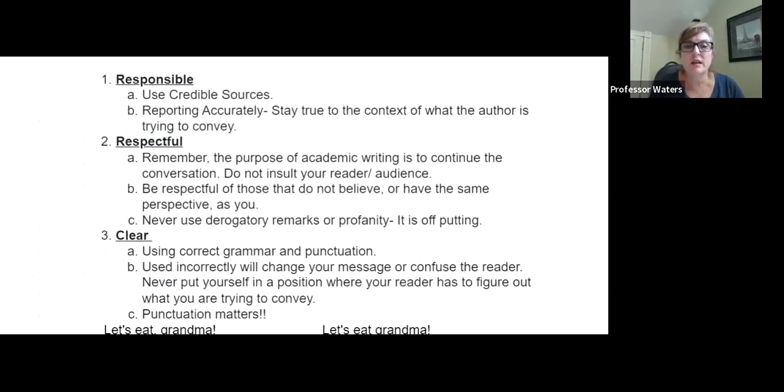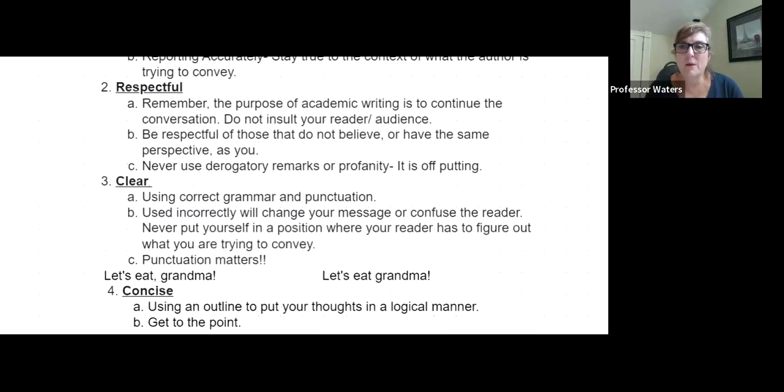Clear communication is exactly what that is: that it doesn't confuse people. Grammar, punctuation. Now, I have also placed in your modules a grammar video, one that talks about contractions and possessiveness, basic grammar, parts of speech. We talked about punctuation. Punctuation is so the reader is reading your thoughts and ideas in the manner in which you've intended. And by not using punctuation correctly, you can literally change the complete meaning of a sentence.